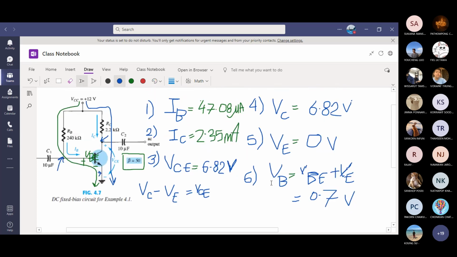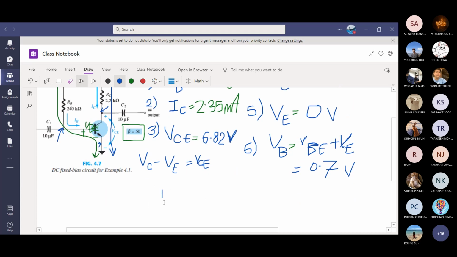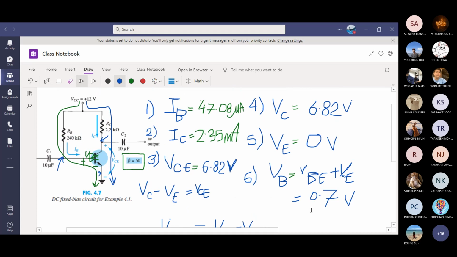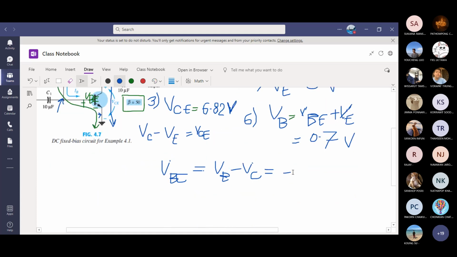Now I want to ask you, what will be VBC? If I ask, what is the voltage between base and collector? How can we find out? VB minus VC. How much do you get? Negative 6.12. You get a negative voltage, 6.12.